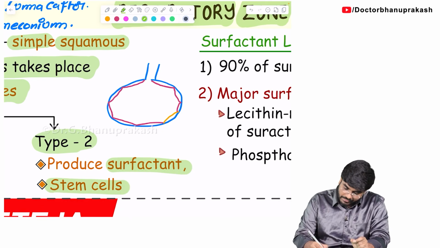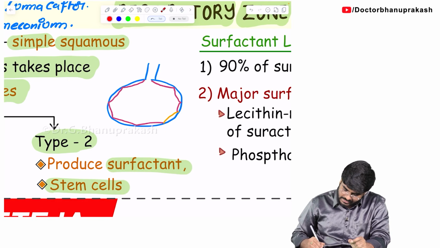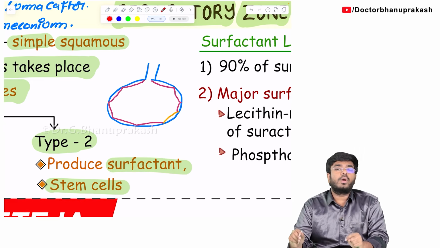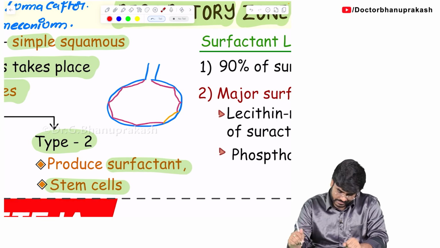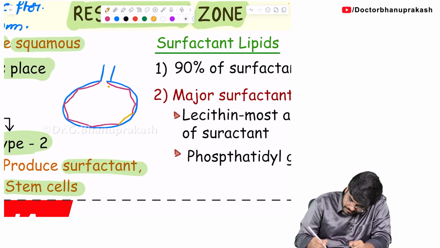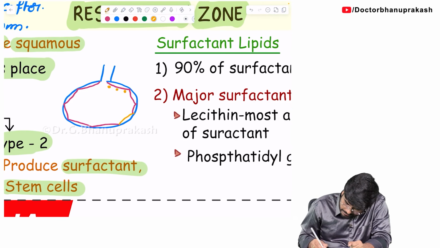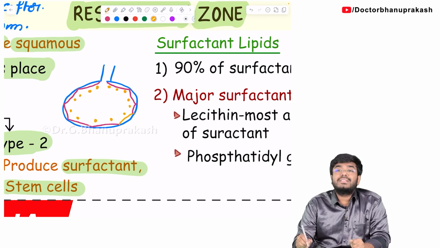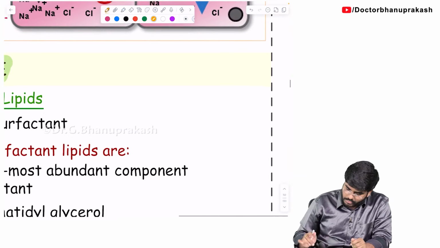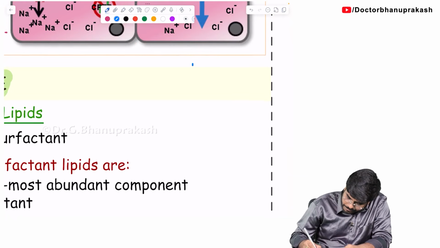Now students will start to have a doubt: sir, what exactly is this surfactant? We know about the stem cells. Now what exactly is this surfactant? Very important point for your FMG exams and NEET-PG exams. Surfactant, what is this? Look, this type 2 pneumocyte is forming a layer. So this layer which I am showing here, these dots, this is called surfactant. Type 2 pneumocytes produce surfactant. What is the importance of the surfactant? Let me tell you. So let's draw a small diagram.